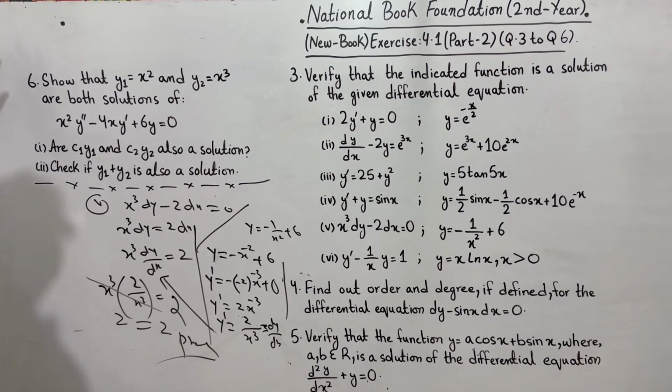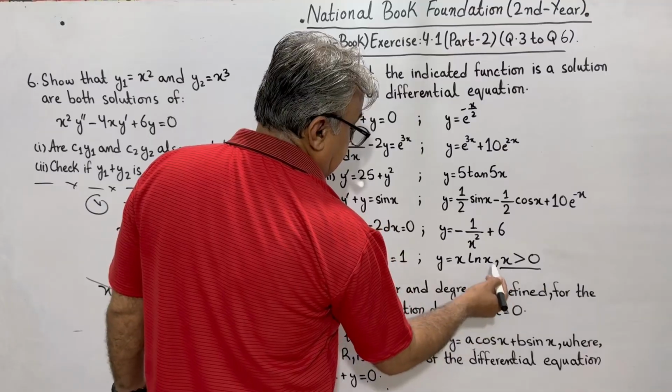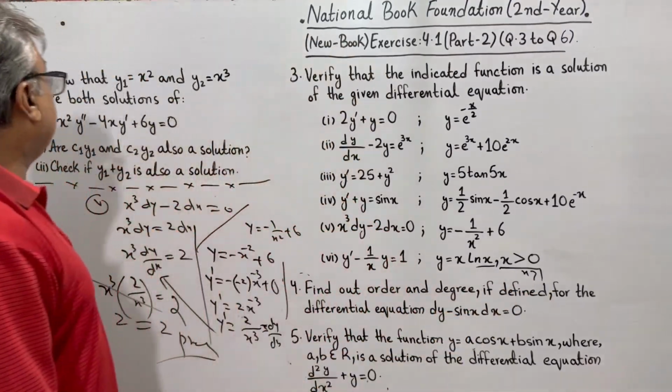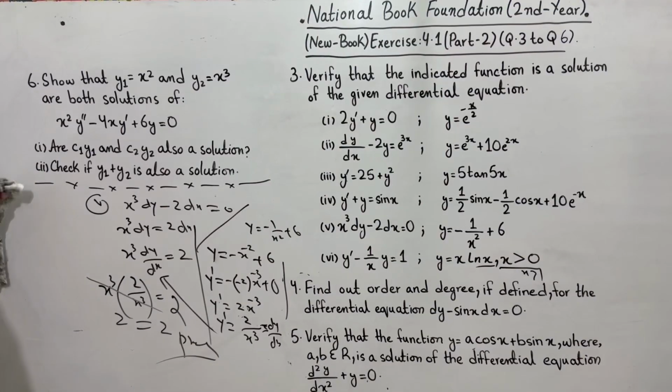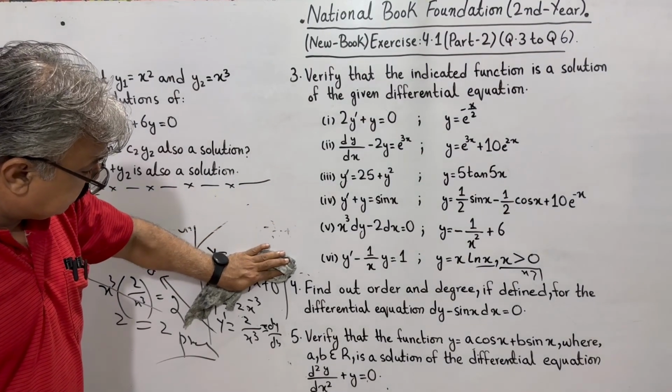The final part of question number 3 of verification: y dash minus 1 over x times y is equal to 1, and here we are given y is equal to x ln x, with the restriction x greater than 0. Even it must be x greater than 1, because if the log is 1 it is meaningless. But it has a value greater than 0. It's a good restriction in that case.